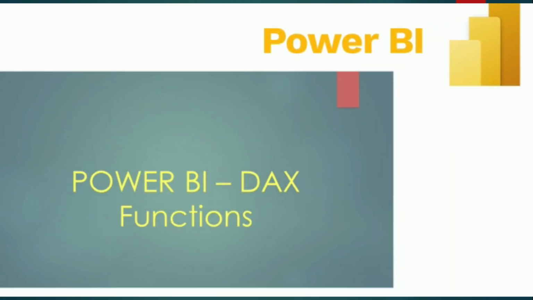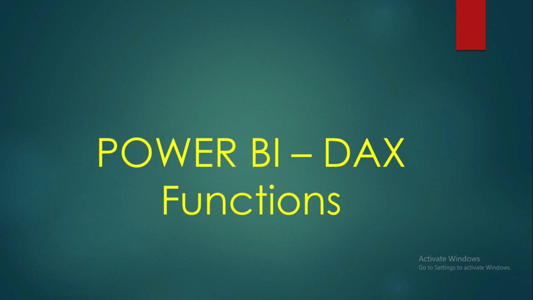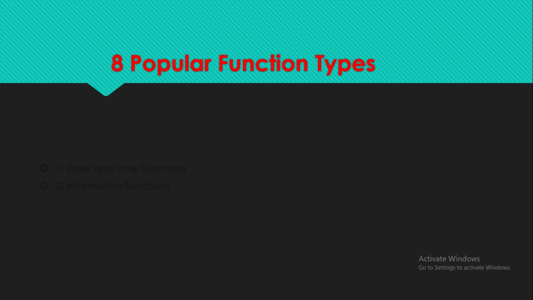Today, day 5 Power BI DAX functions. Previously we discussed four days all about Power BI DAX functions, and in that we have completed date functions. We started discussing 8 different popular function types. First we completed date and time functions: what is DATEVALUE, what is the difference between DATE and DATEVALUE, how to create a calendar, and the difference between CALENDAR and CALENDARAUTO.